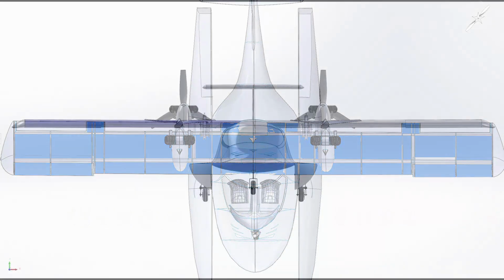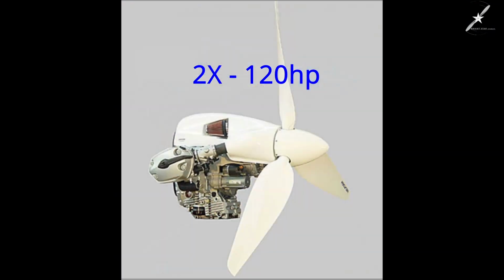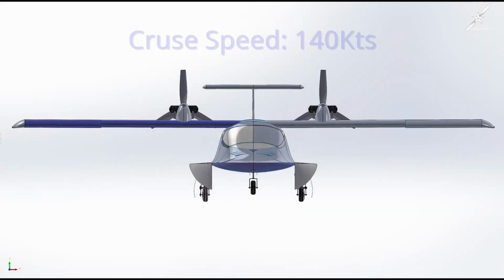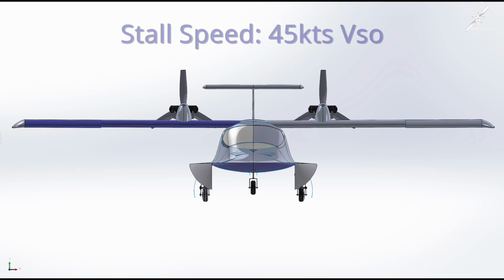feet. The speed range I'm shooting for with a maximum gross weight of 3,500 pounds and using at this time two 120 horsepower engines is 140 knots with a stall speed of 45 knots VSO.